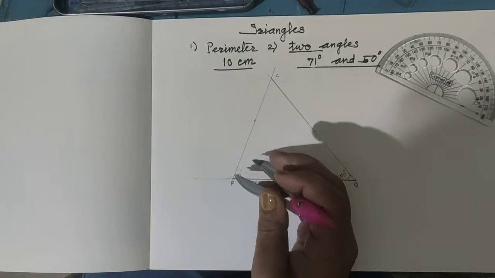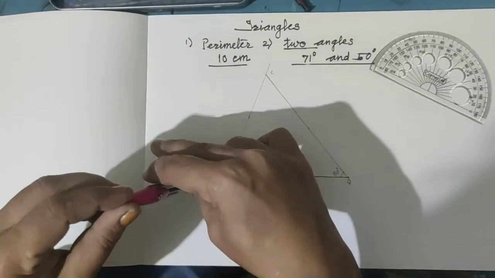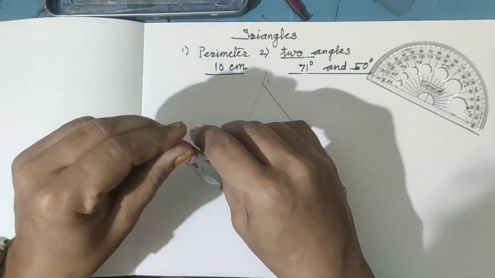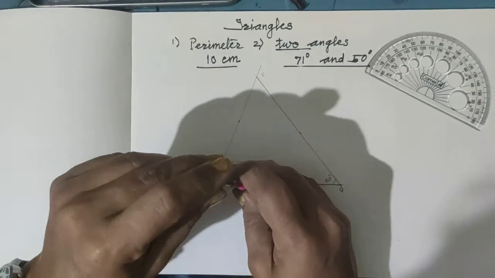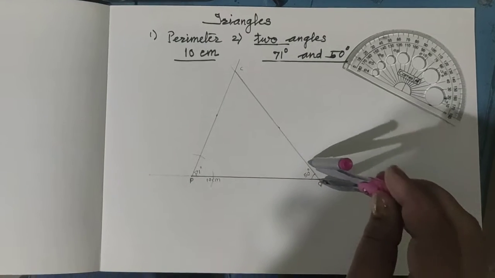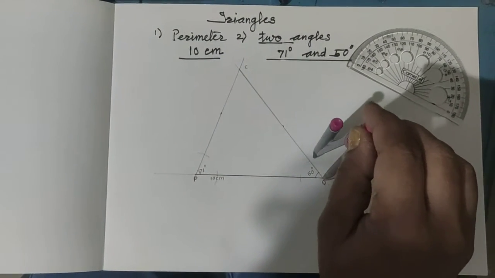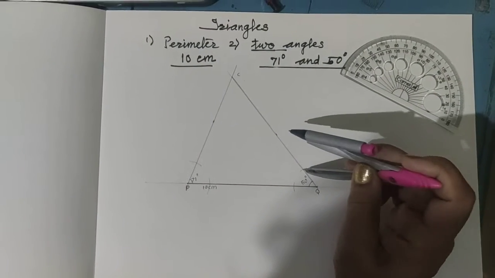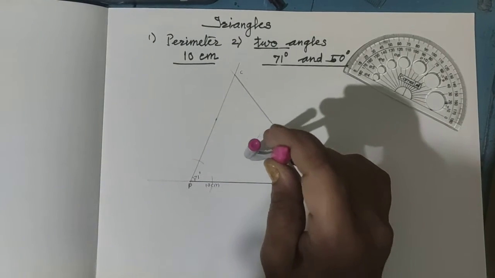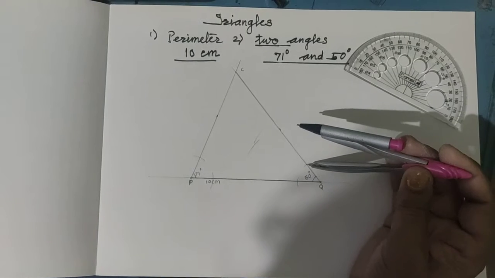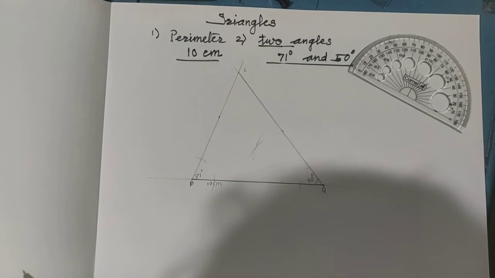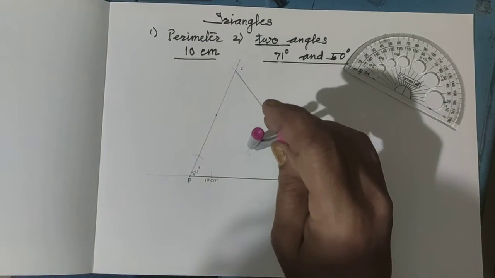Keep your pointer on that point, then draw like this. One more arc on this side also. Take sufficient distance using these both points. Wait. Something wrong here.